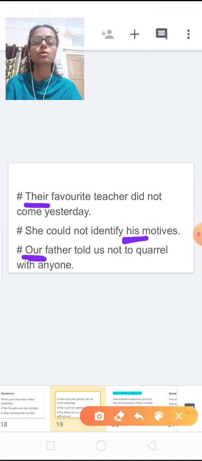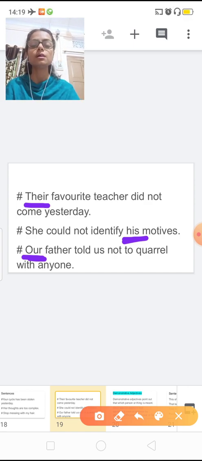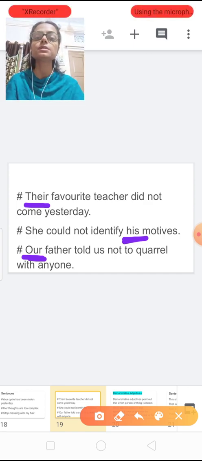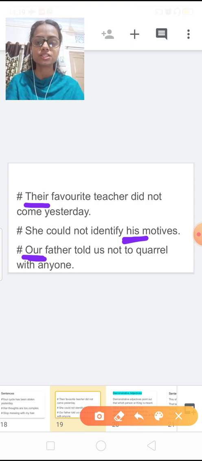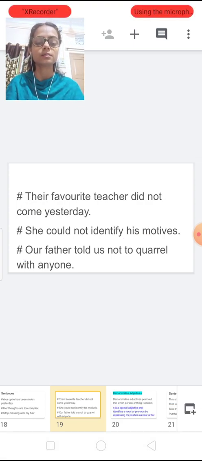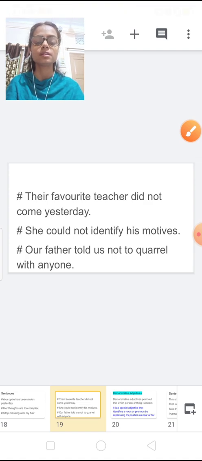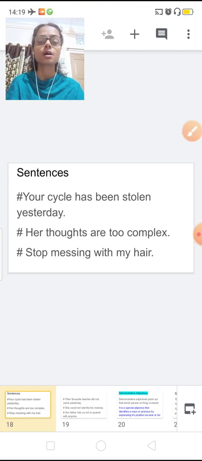Okay, so you can see the examples of possessive adjectives. Their, his, our. And in the last sentence, your, her, my.